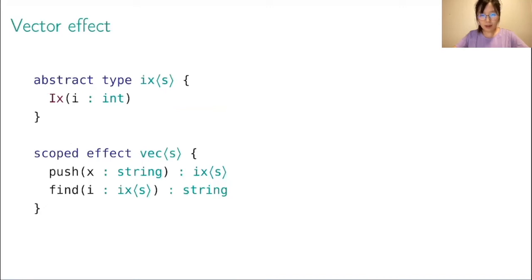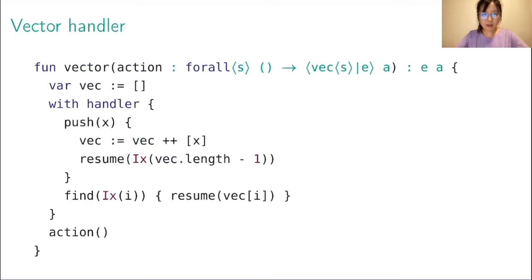Consider we want to define a vector effect, which provides two effect operations, push and find. Push adds a new string to the vector and returns its index, while find uses the index to look up the string. We assume the index is an abstract type whose constructor is not exposed. In the handler for vector, we store values of string in the local variable vec, and define push and find using vec. Notice that as we are using scoped effects, the input action has a polymorphic type, which is polymorphic over the scope S. Now it is guaranteed that the lookup in find can never fail at runtime.